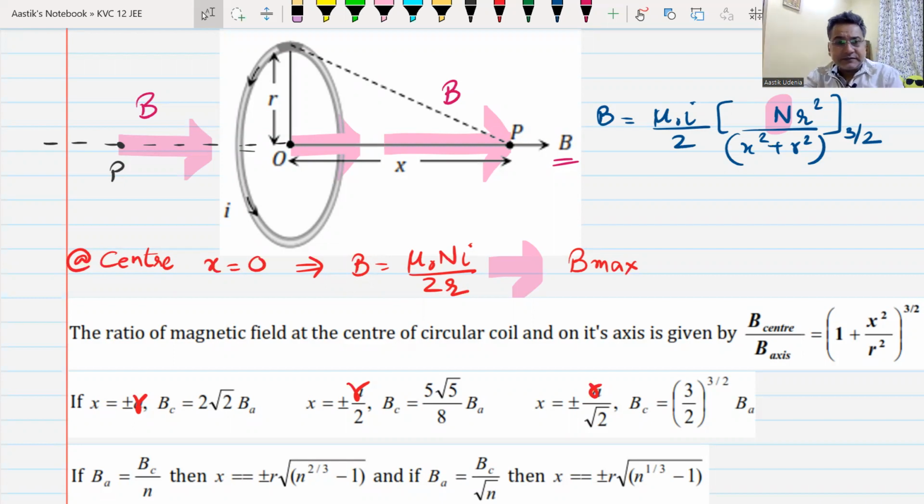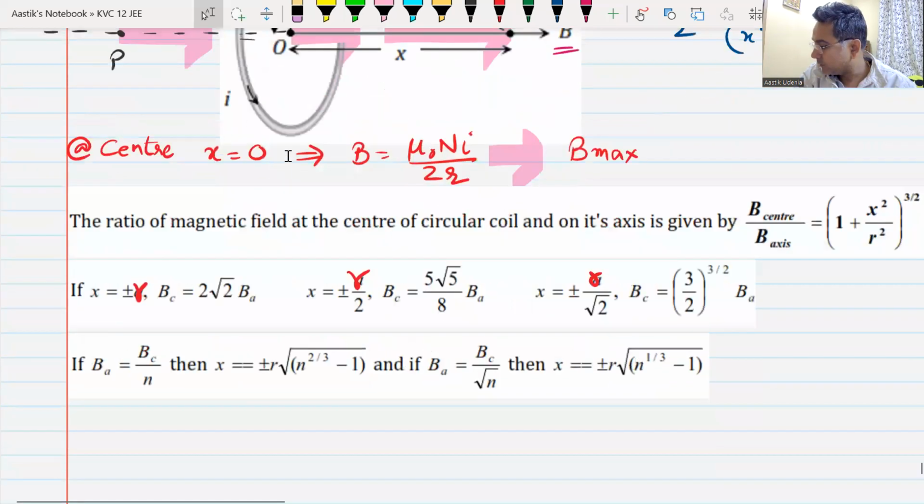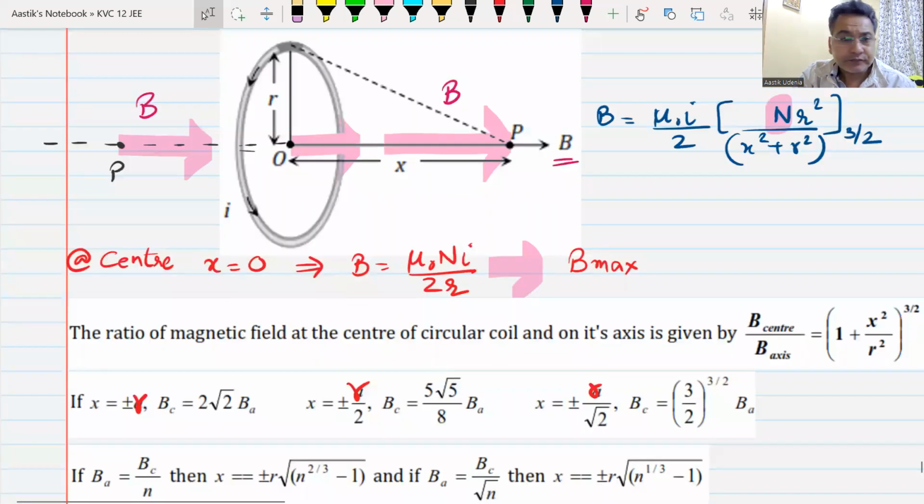Standard results. I'll give you 2 minutes to note them down. Okay. Then we move ahead, and we also see this small thing. Again, these are all implications of the formula.